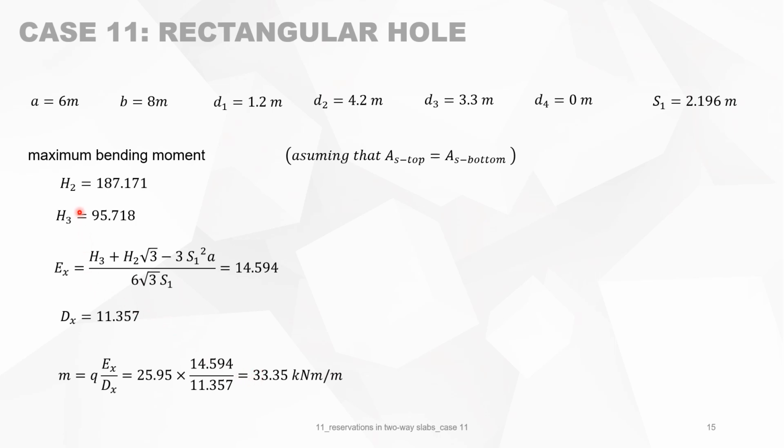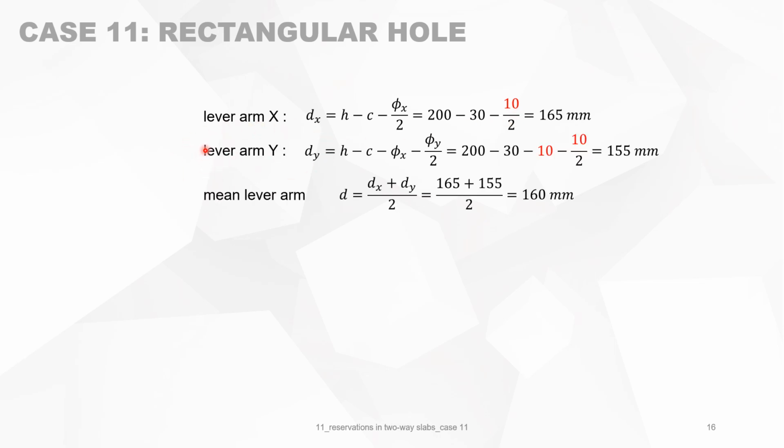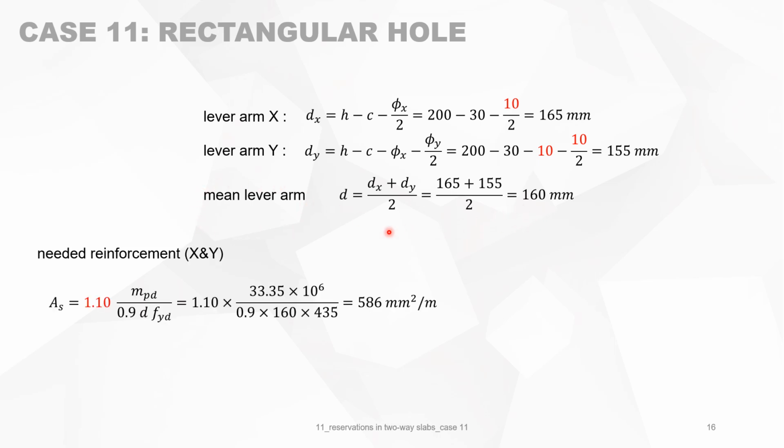So you see that you can very quickly calculate the maximum bending moment without using any finite elements. Then we have to convert it into reinforcement. The lever arm X is the total height minus the concrete cover minus the point of gravity of the reinforcement, and it gives us 165 millimeters. I assume the diameter is 10. If not, I will redo the calculation. The lever arm in the other direction, and then we calculate the mean lever arm, which gives us 160 millimeters.